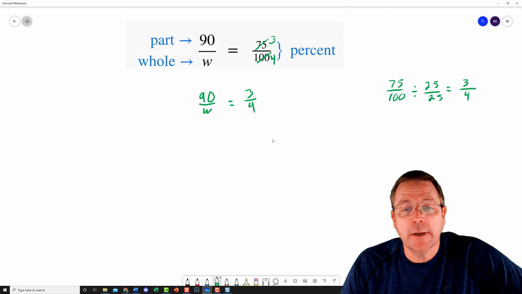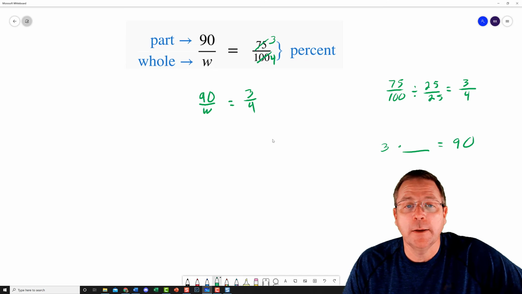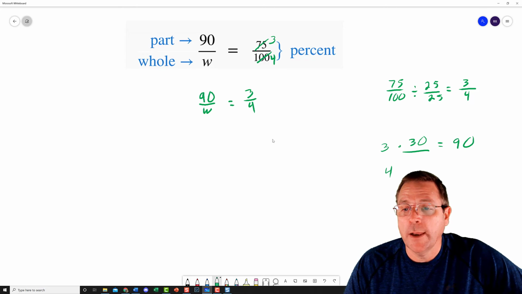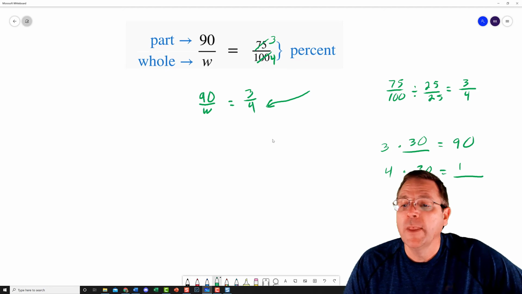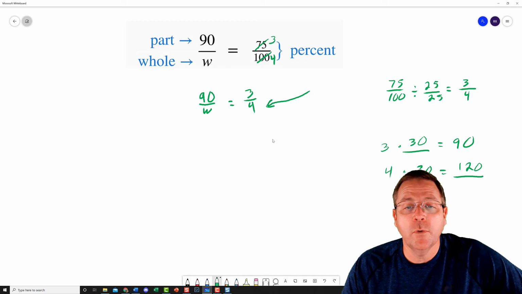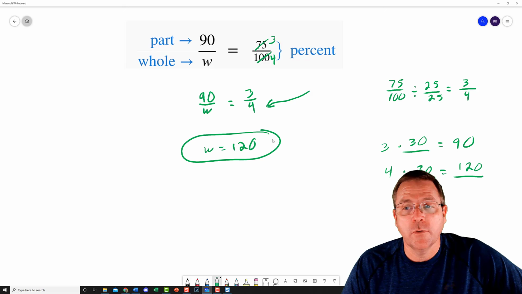The next thing they did is they said, all right, well, 3 times what number is equal to 90? That answer is obviously going to be 30. And so they said, all right, great, we're good with that. Now we've got the 4, and the 4 comes from the bottom number times 30 is equal to what number? That's going to be 120. So W is equal to 120.